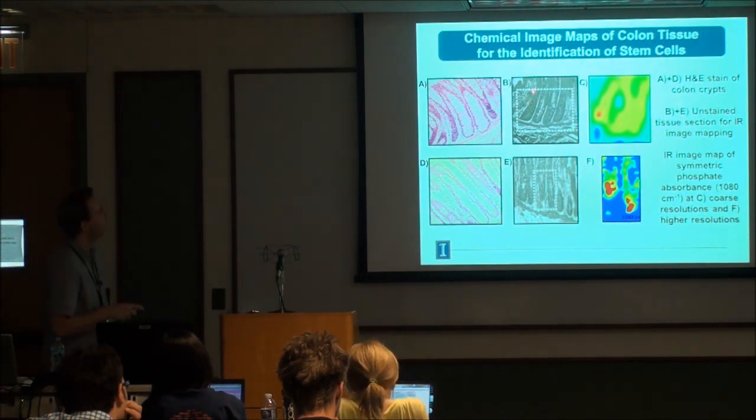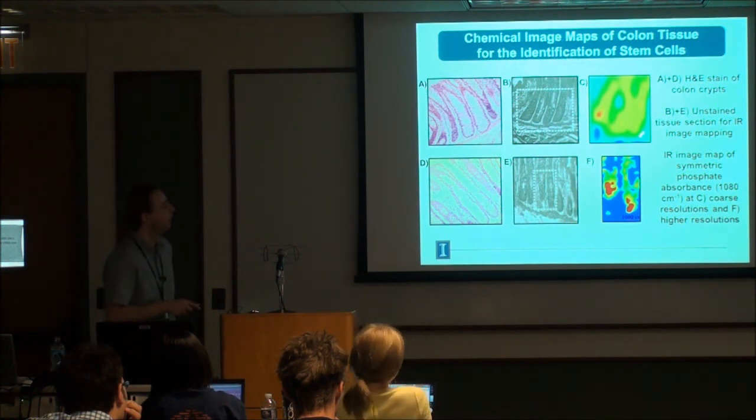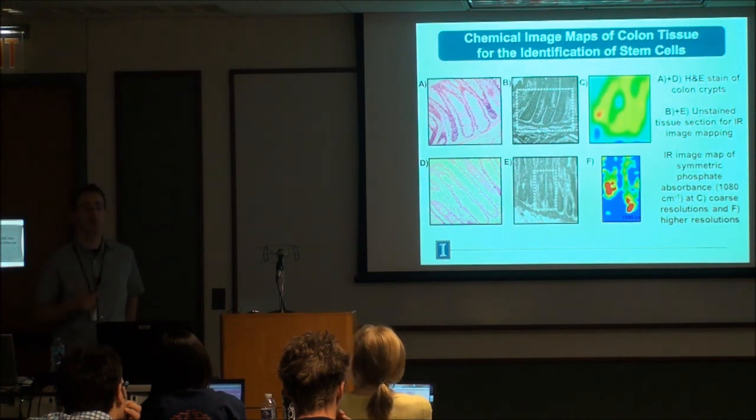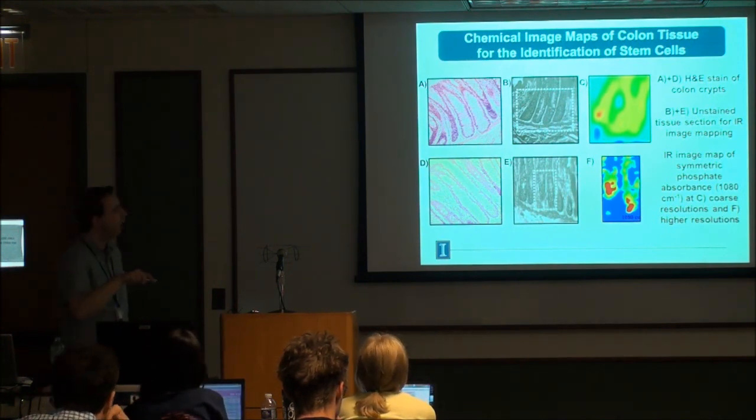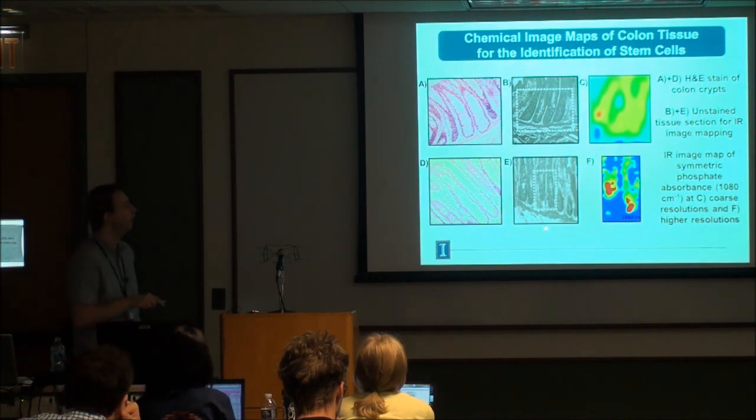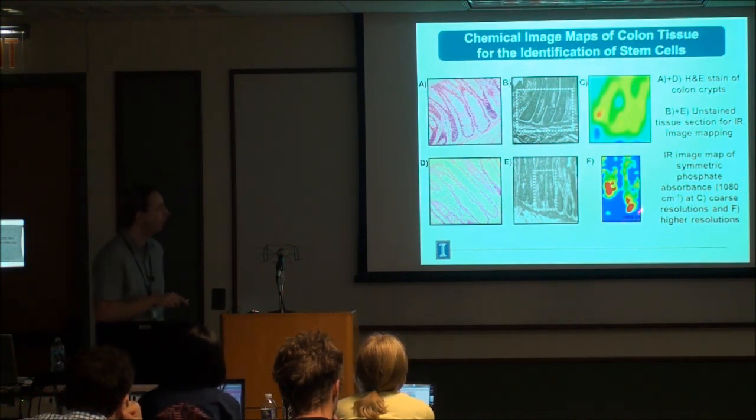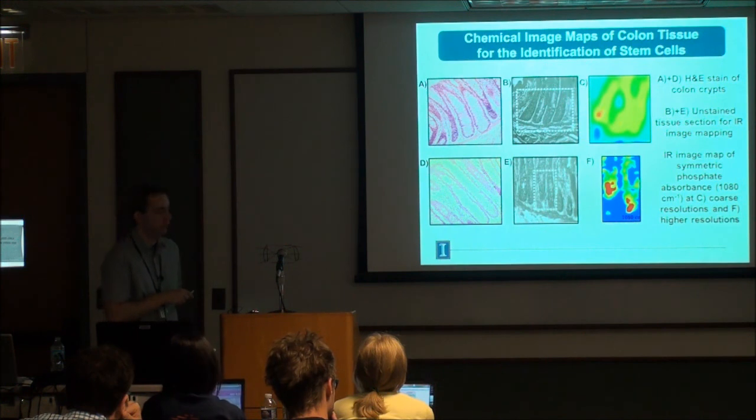This is colon, I think these are both colon, yes. We could map this even at very low resolution. One of the markers we found was symmetric phosphate. So this is associated with DNA conformation. What you found is that there was an increased absorbance at 1080 at the base of the crypts, which corresponded with the stem cell location.